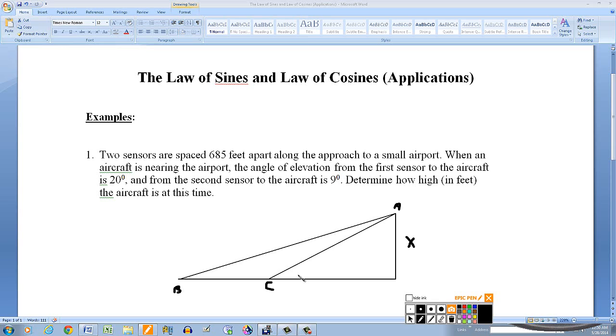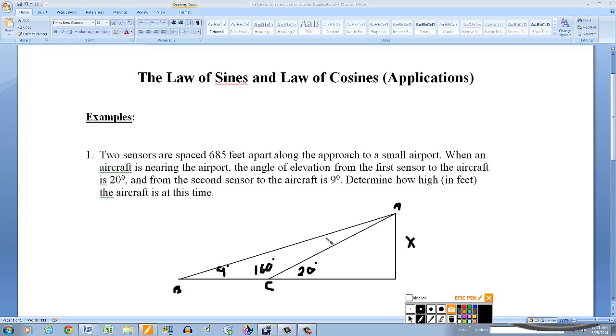Okay, the angle of elevation from the first sensor would be 20 degrees. So this is 20 degrees. The point further away would have a smaller angle, so that's why I know that this one has to be 9 degrees, right here. Now this angle right here and this angle right here have to be supplementary, so they have to add up to 180. So I know that this angle here has to be 160.